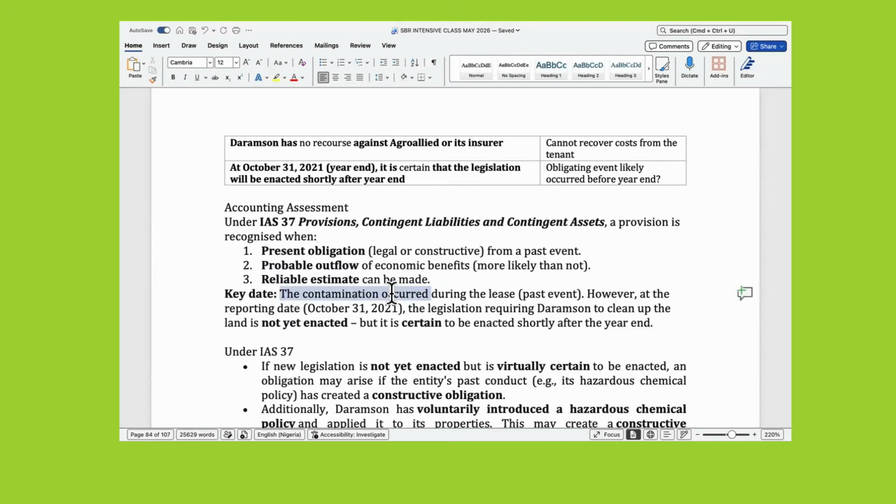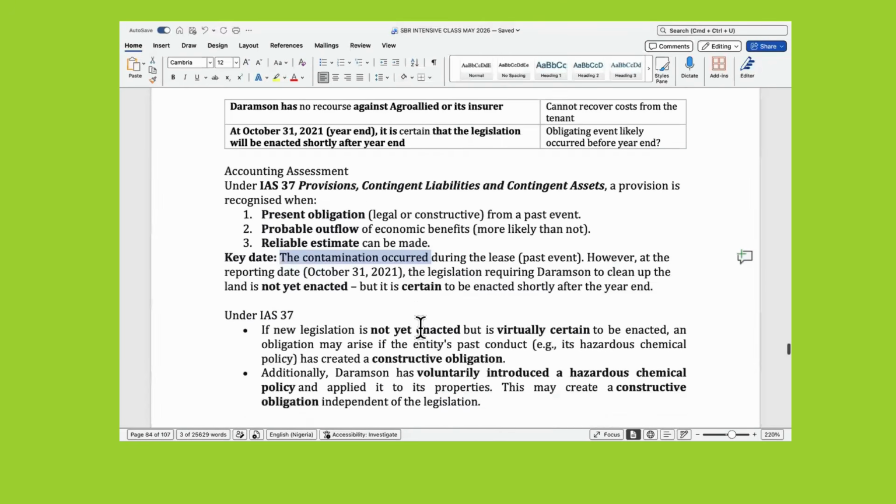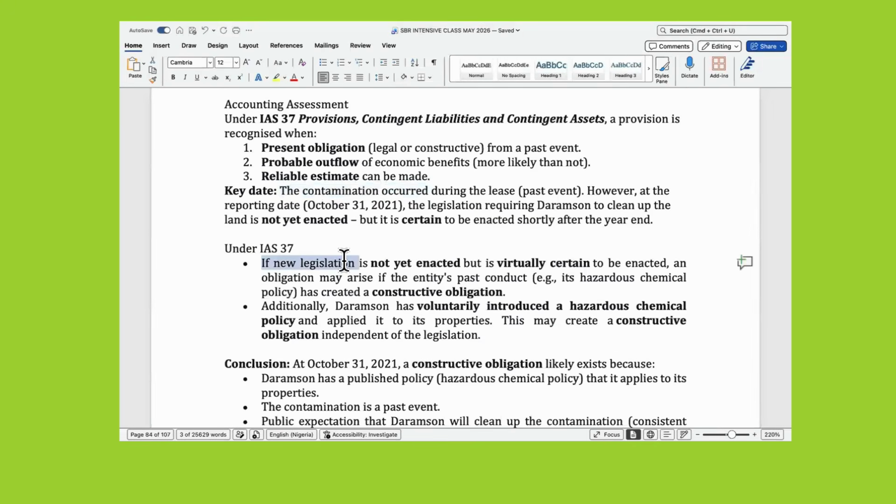So, in this case, the contamination occurred during the lease. So, they have already contaminated the environment. And at the end, the legislation requiring Daramsin to clean up is not yet enacted, but it's certain that it will be enacted. So, there is an obligation and there is a probable outflow. And so, if the new legislation is not yet enacted, but is virtually certain to be enacted, an obligation may arise if the entity's past conduct has created a constructive obligation.